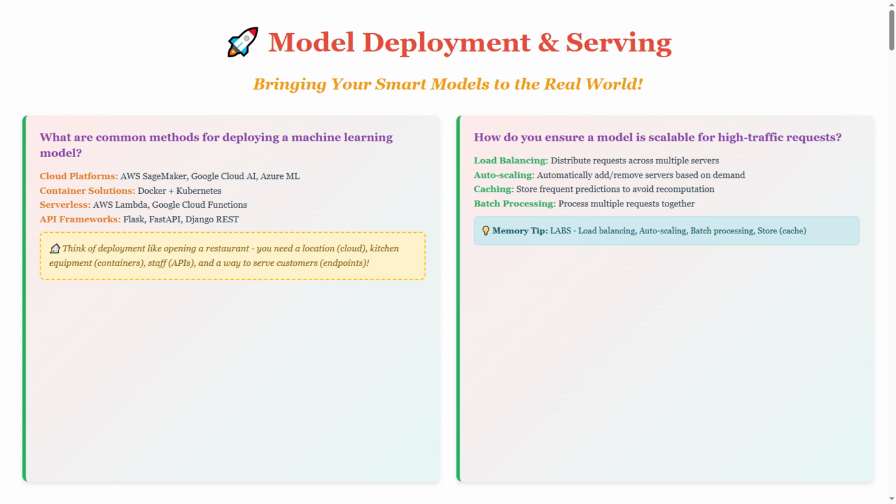Now, let's look at the analogy section. Think of deployment like opening a restaurant. You need a location, which is your cloud, kitchen equipment, which are your containers, staff, which are your APIs, and a way to serve customers, which are your endpoints.